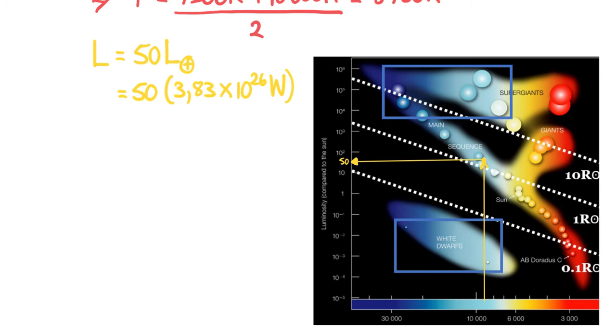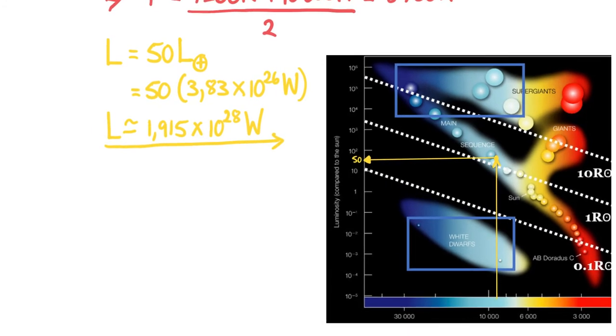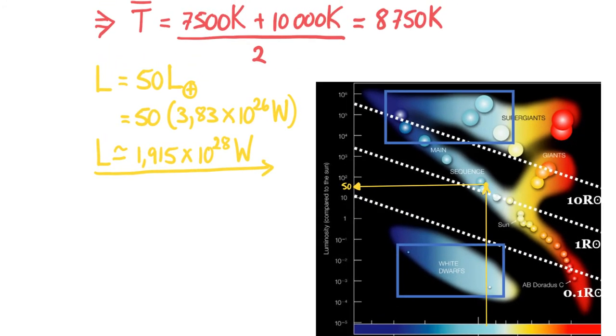So multiply this by 50, and we get that the luminosity of this particular star is approximately, and it's important to state that it's approximate, because as you can see, we definitely have made some fairly big approximations, assumptions. So it's always good as a scientist, as a physicist, to always be explicit about the uncertainty as much as you possibly can. So we put that approximation, approximately equal to 1,915 times 10 to the 28 watts.